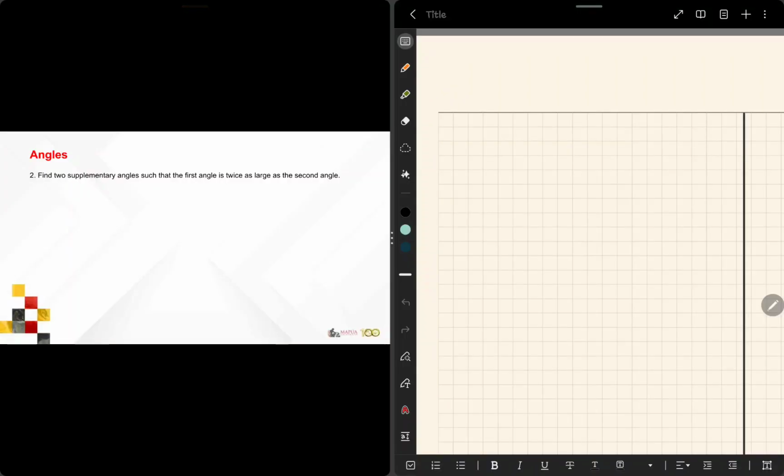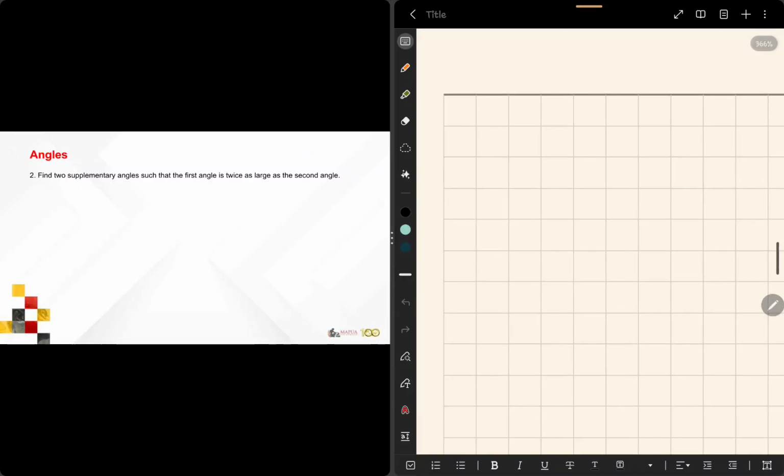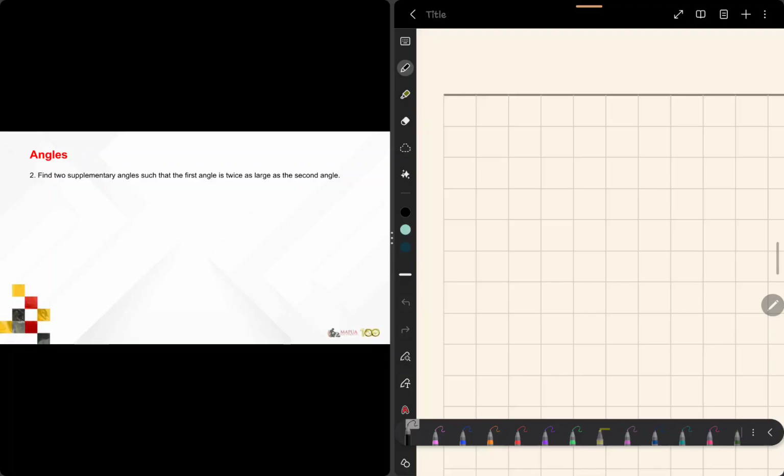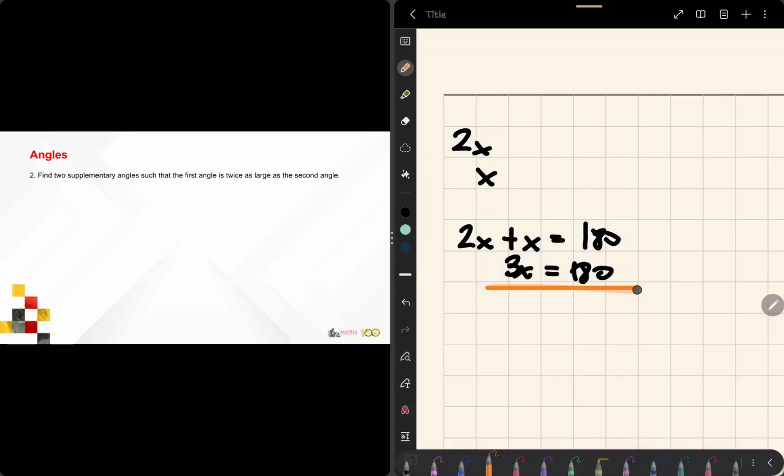Next, find two supplementary angles such that the first angle is twice as large as the second angle. This is an algebra question involving geometry. All we have to do is understand our problem. It is stated that the first angle is twice as large as the second angle. So if our variable for the second angle is x, then our first angle should equal 2x. They are supplementary angles, so if we add them, 2x plus x is equal to 180, giving us 3x is equal to 180. Dividing both sides by 3, we get x is equal to 60.